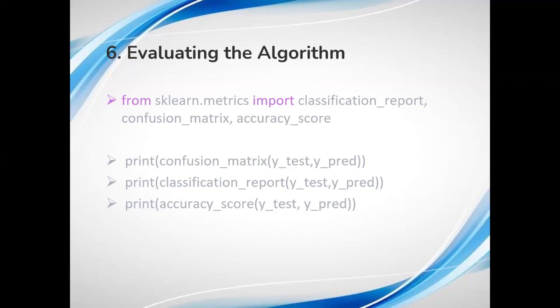Please wait. Then the classification report, y_test comma y_predicted, so it can print the classification report. Then finally, you can print the accuracy score too: accuracy_score of y_test comma y_predicted. So this is the first and basic example of random forest classification. Only 6 stages.